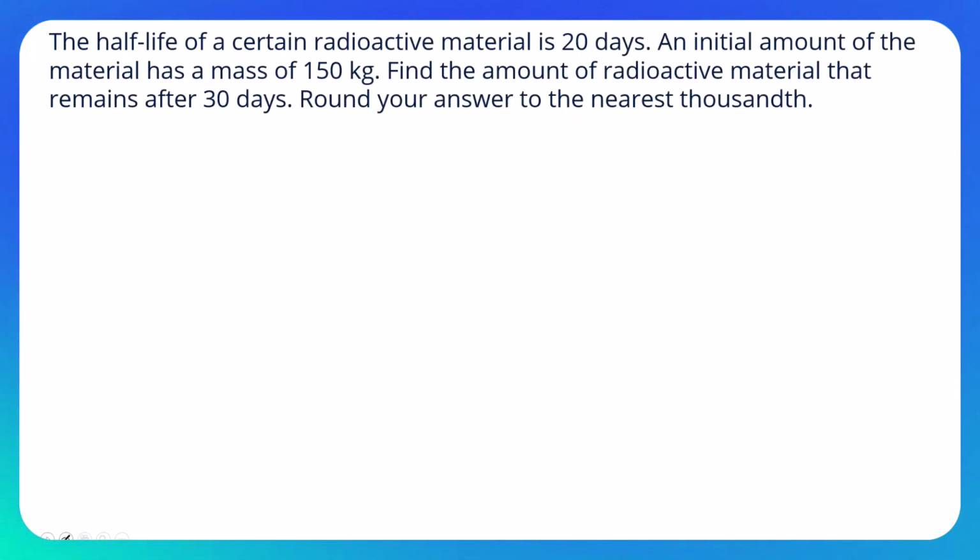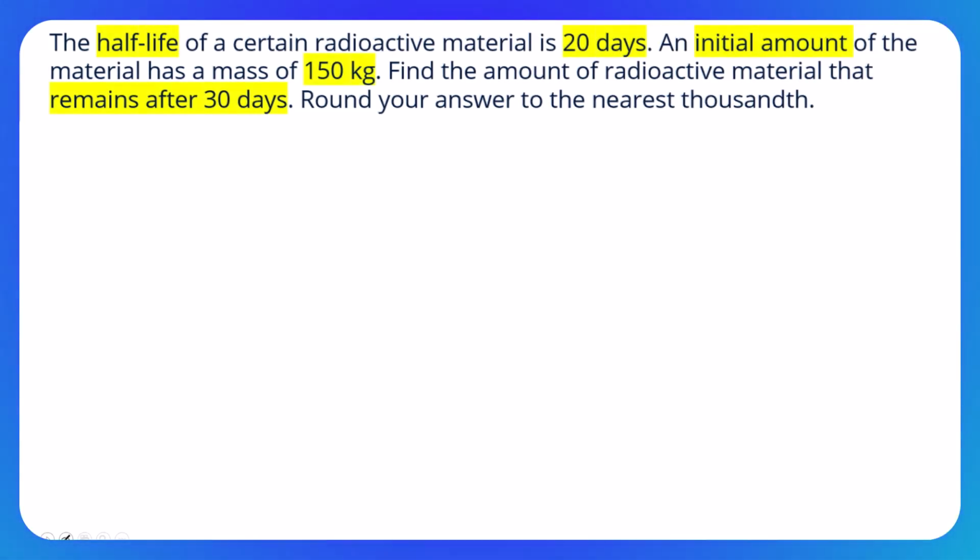All right, the next question. The half-life of a certain radioactive material is 20 days. An initial amount of the material has a mass of 150 kilograms. Find the amount of radioactive material that remains after 30 days. Round your answer to the nearest thousandth.